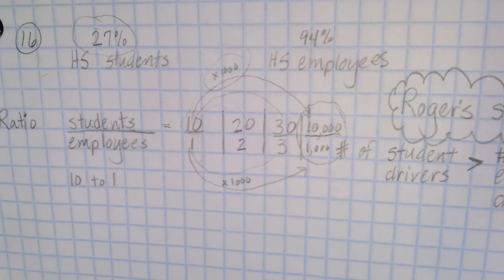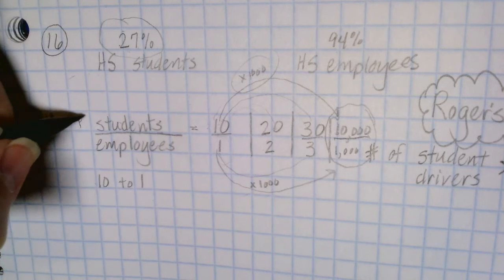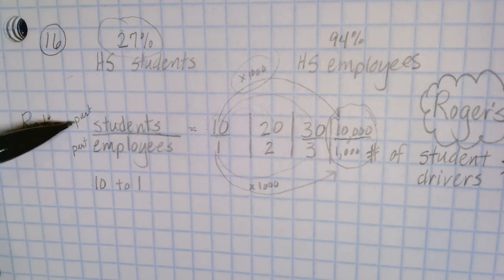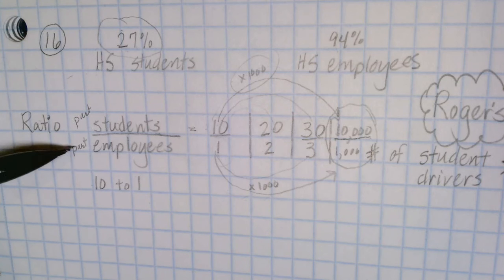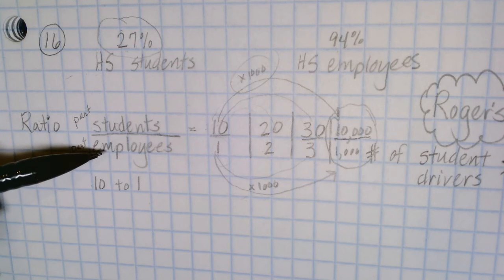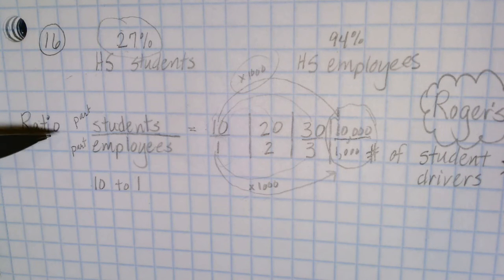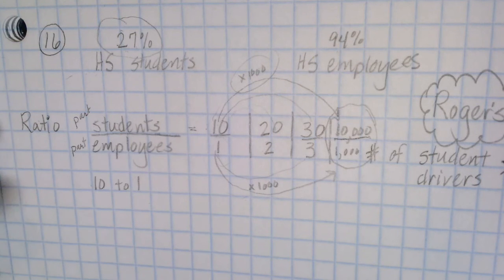Before I do that, I just want to point out that this ratio over here is a part-to-part ratio. In other words, part of the humans in the school are students, and part of the humans in the school are employees. But notice I don't have a total number that represents everybody in the school. So this ratio is a part-to-part ratio, the students and the employees.